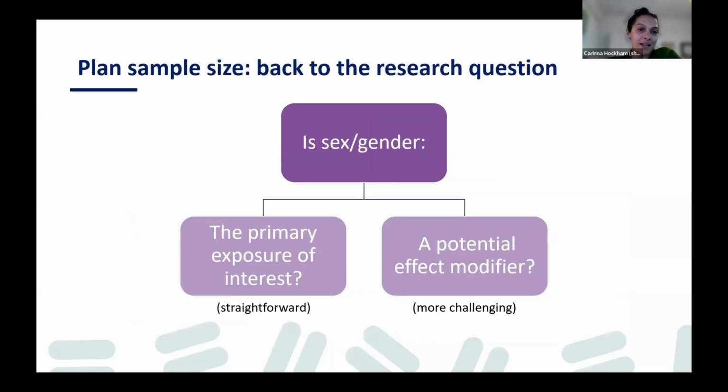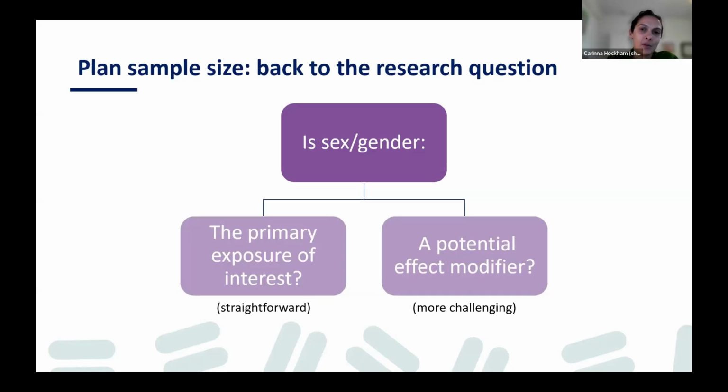The next stage is planning your sample size, and how you approach this, surprise, surprise, depends on your research question. Specifically, whether sex or gender is your primary exposure of interest, or whether you're examining a sex or gender interaction with another intervention or exposure. The first scenario, where you're making a direct comparison between sex or gender groups, is straightforward, and so I don't plan to spend any more time on that today. Where things become more complex is when sex or gender is treated as a potential effect modifier, and this is where I'll focus on the rest of my talk.